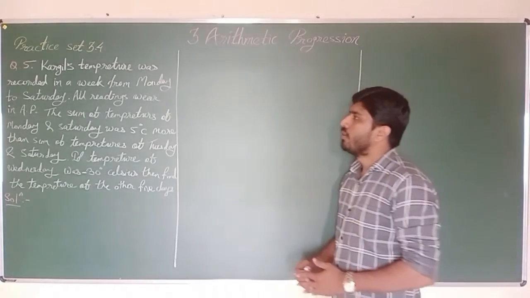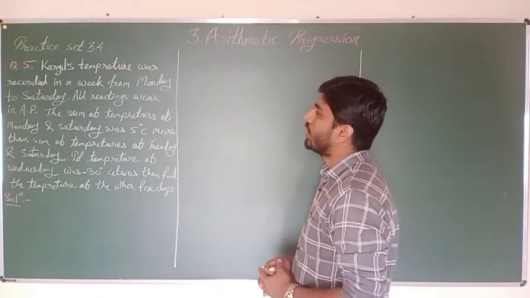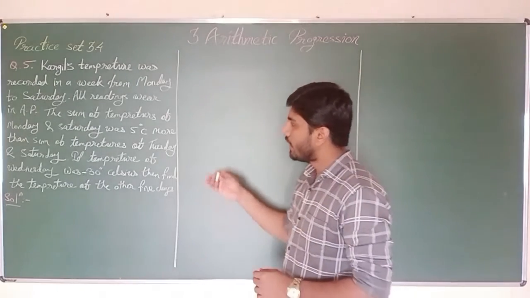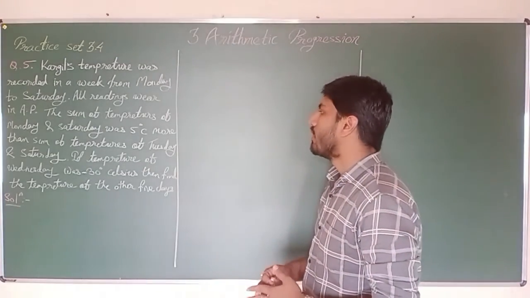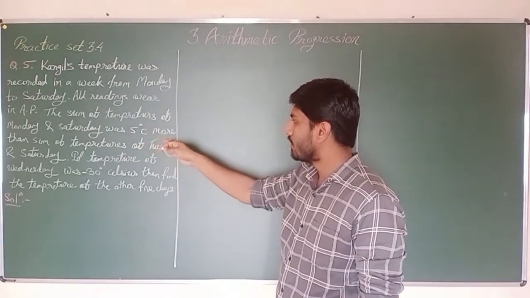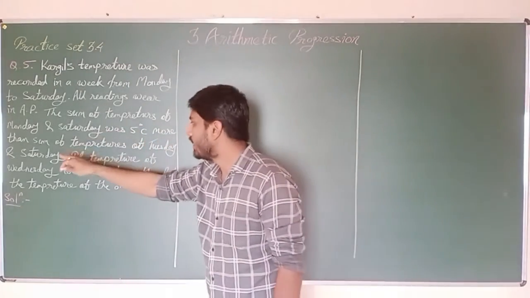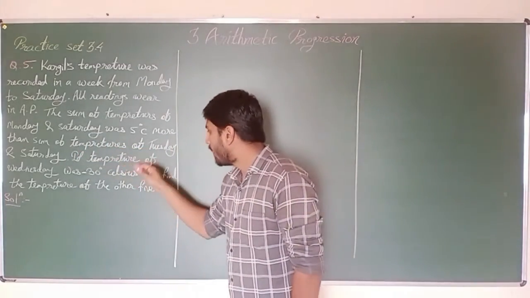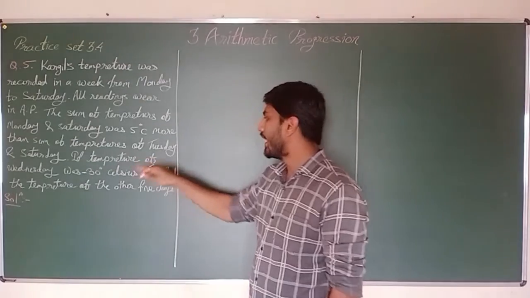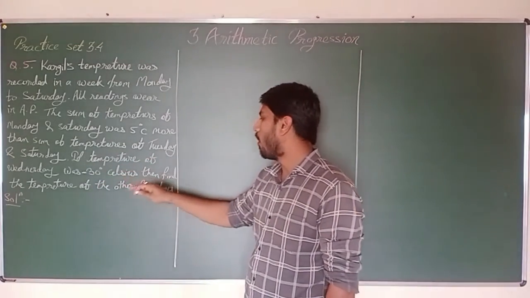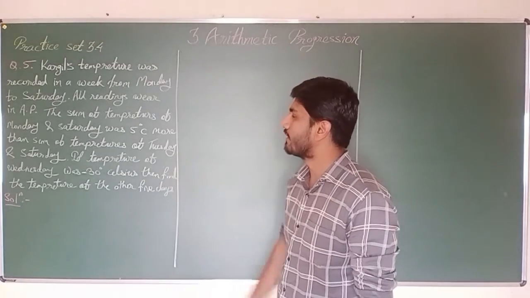5. Kargil's temperature was recorded in a week from Monday to Saturday. All readings were in arithmetic progression. The sum of temperatures of Monday and Saturday was 5 degrees Celsius more than the sum of temperatures of Tuesday and Saturday. If the temperature of Wednesday was negative 30 degrees Celsius, then find the temperature of the other 5 days.